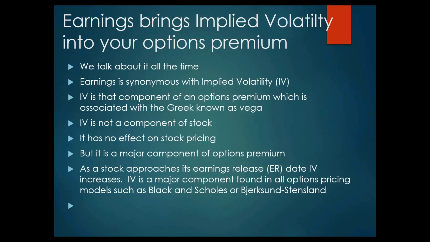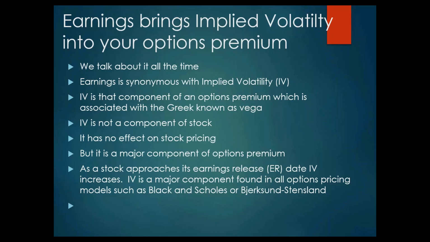Stock couldn't care whether implied volatility is going up, down, or whether it exists at all. Implied volatility does not affect the price of the stock, but it has a major effect on options premium. So as IV changes, options premiums are affected. As a stock approaches its earnings release date, implied volatility increases.